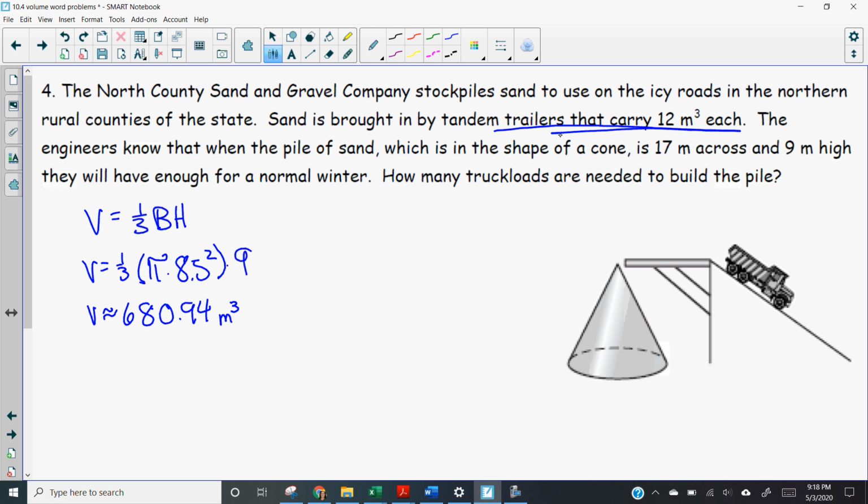This is a division scenario. It's hard to tell whether we're multiplying or dividing, but we're going the other way this time. So we're going to divide by 12 cubic meters per truck. And we get 56.7, or let's say about 57 trucks. If you said 56.7, that's fine.